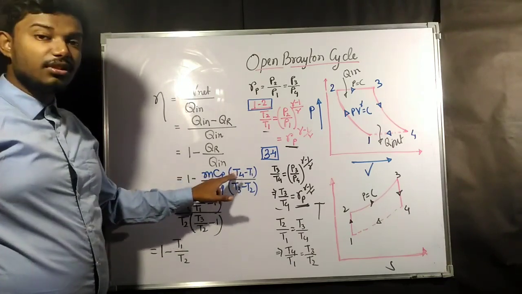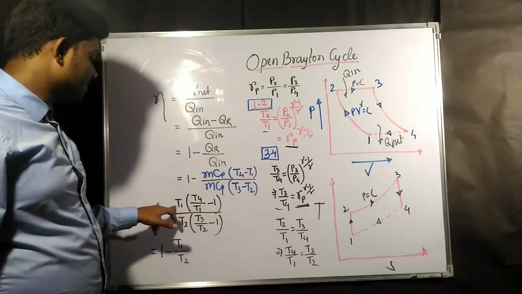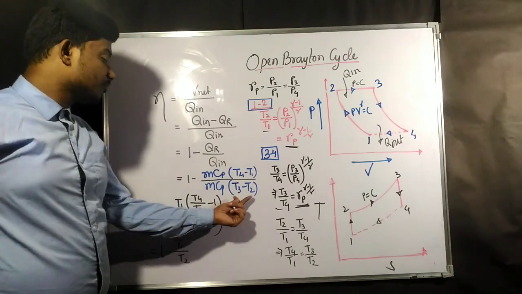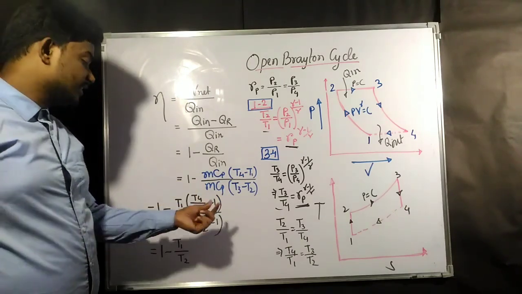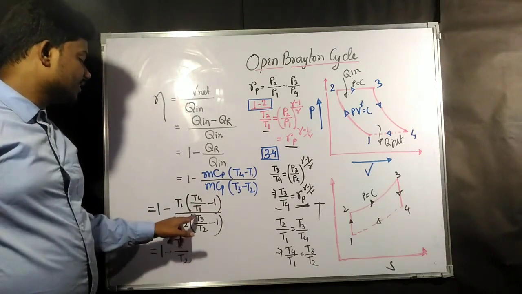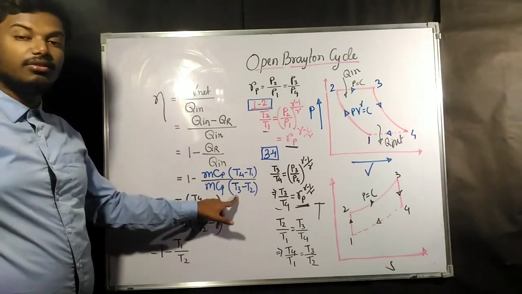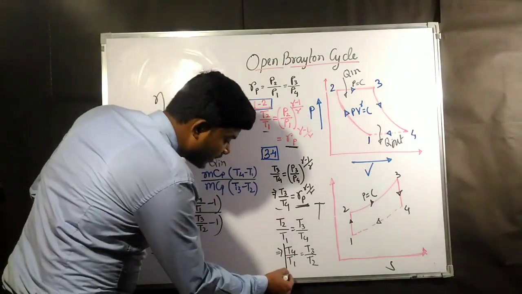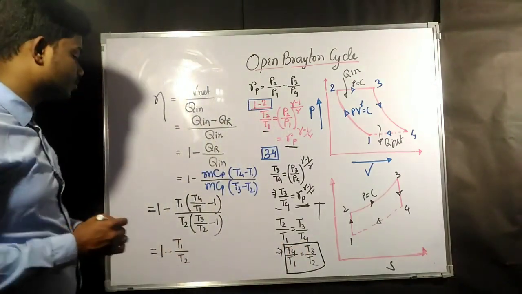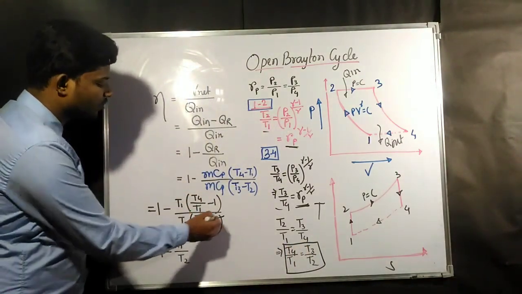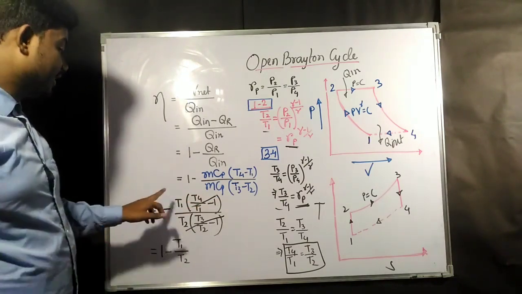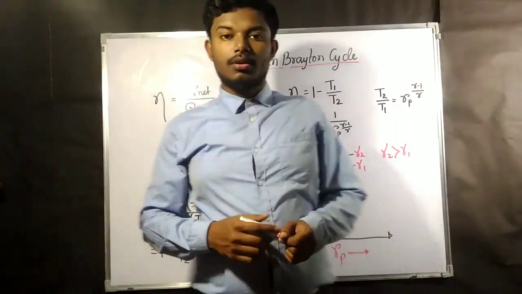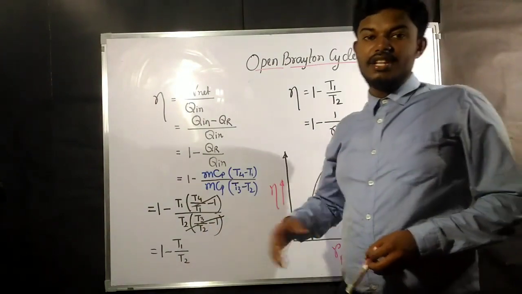Now from the numerator we are taking T1 as common. After taking T1 common, what is remaining? T4 by T1 minus 1. And from the denominator we are taking T2 common, and then what remains is T3 by T2 minus 1. Here we have found out that T4 by T1 is going to be equal to T3 by T2. So these two are going to get cancelled out, and the remaining thing is 1 minus T1 by T2. So this was the expression of efficiency that we have got.